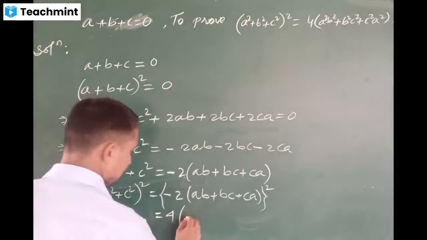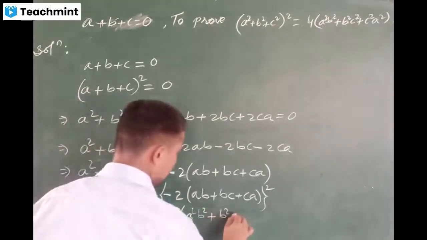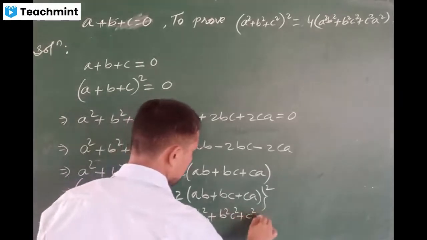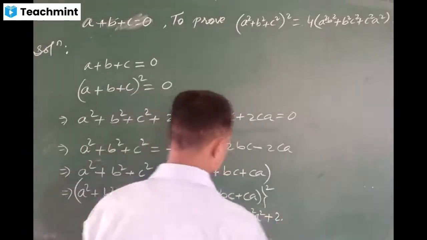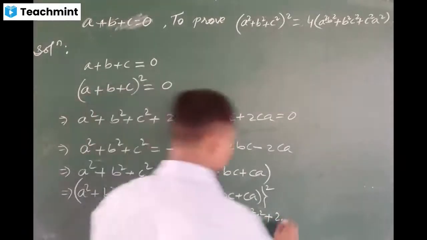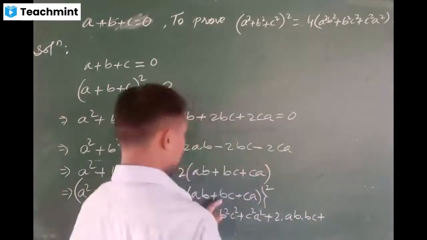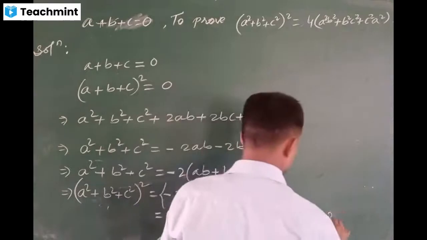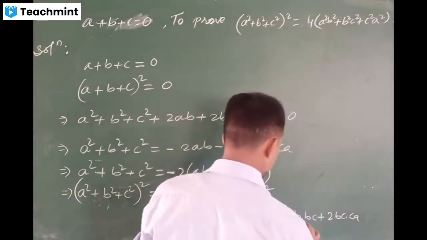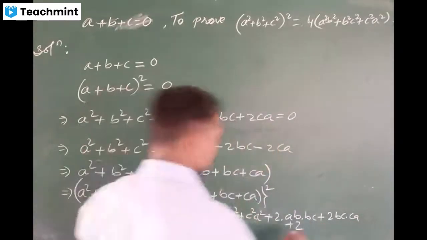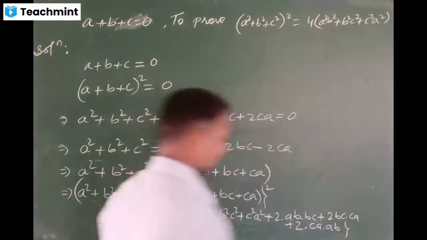Then we will get A² + B² + C² + 2AB + 2BC + 2CA. Bracket close.